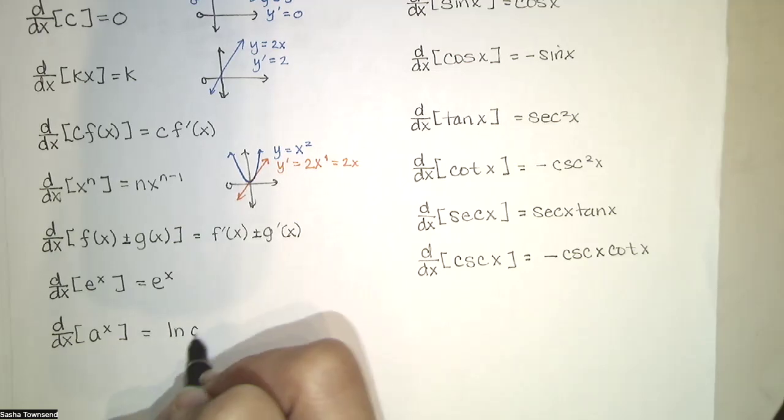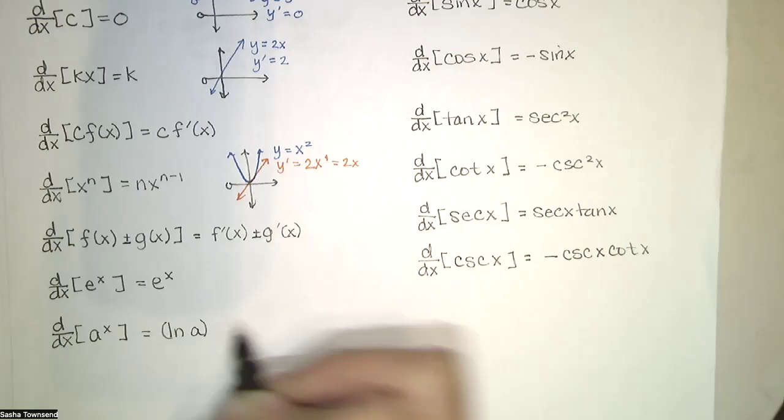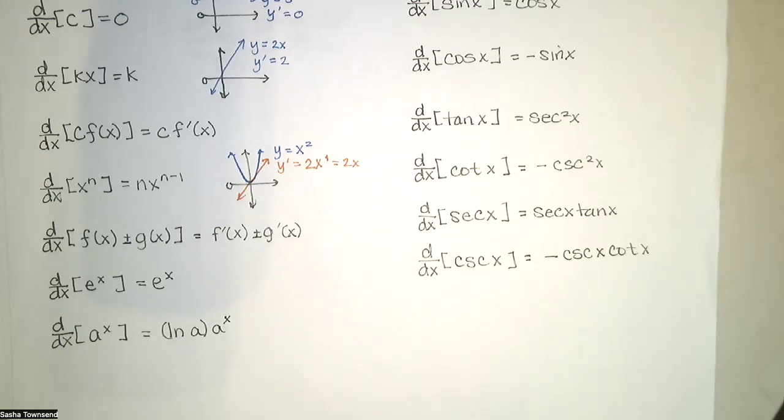Actually, if a was equal to 1, the identity would still hold, but it would be the derivative of 1 to the x equals the natural log of 1 times 1 to the x, which would be 0, since the natural log of 1 is 0. But the derivative of a to the x in general is natural log of a times a to the x. So if the base is something other than e, we have to multiply this by an extra factor, and that extra factor is natural log of a.